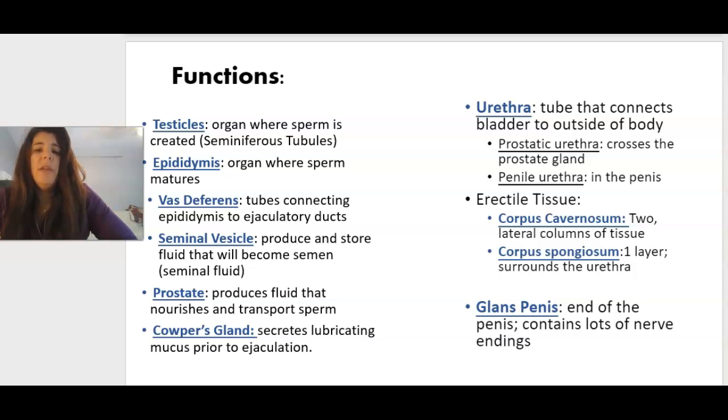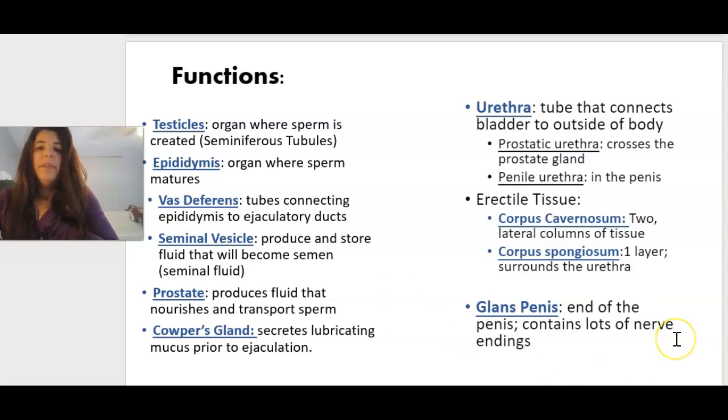The urethra is a tube that connects the bladder to the body, and it's also going to carry the sperm. So like I mentioned, there's the prostatic urethra, which crosses the prostate gland, and then there's the penile urethra, which is the section of the urethra that's in the penis.